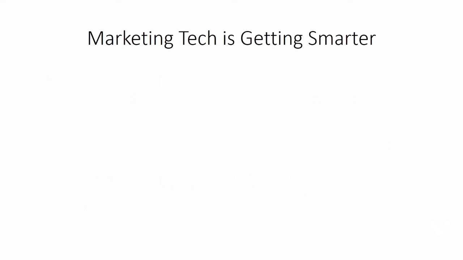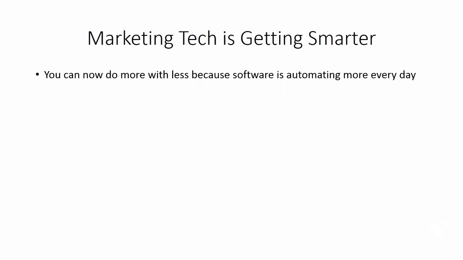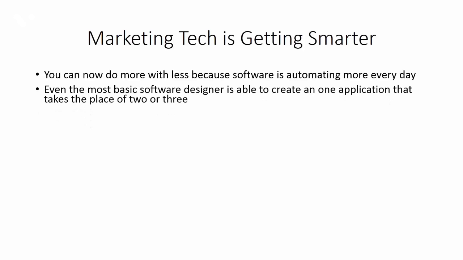One of the things that you probably realize is that marketing technology, whether you are an online marketer or a brick and mortar business owner, is now getting smarter every single day. You can now do more with less because software is automating more of what we do. Even the most basic software designer is now able to create one application that takes the place of 2 or 3 that used to do the same job. How many of you have found that?